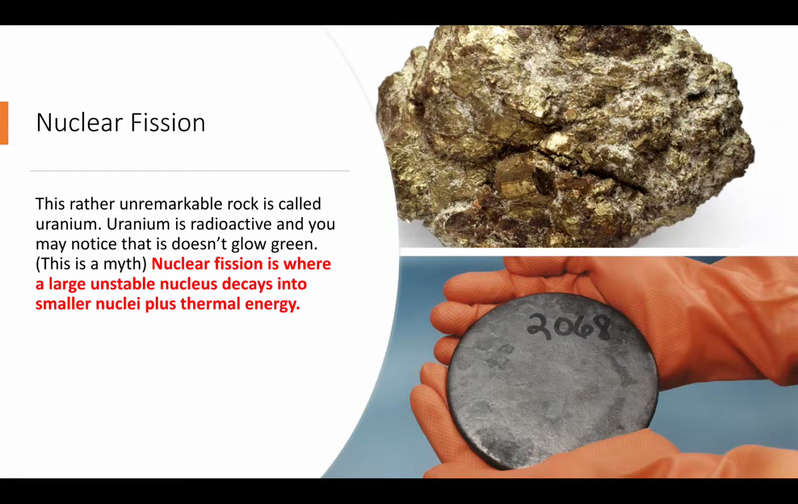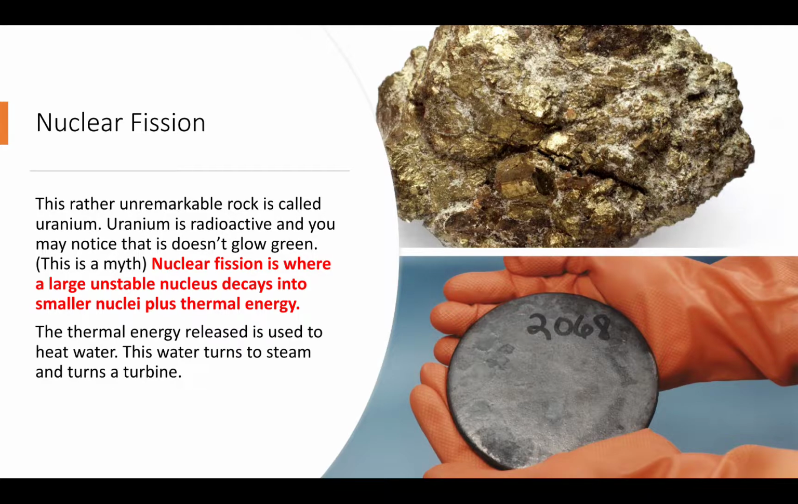So this rather unremarkable rock on the right hand side is called uranium, and uranium is radioactive. You may notice, however, that it doesn't glow green. That's actually a myth, mainly perpetuated by The Simpsons. So nuclear fission is where a large, unstable nucleus decays into smaller nuclei plus some thermal energy.